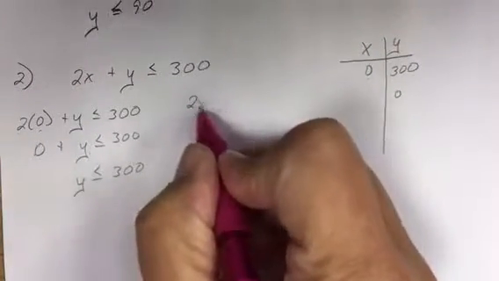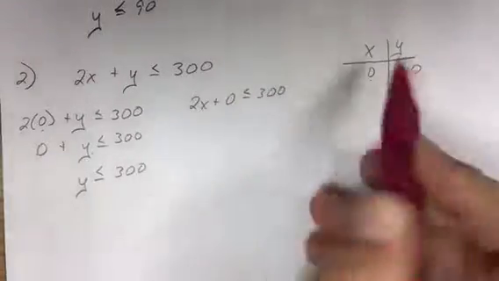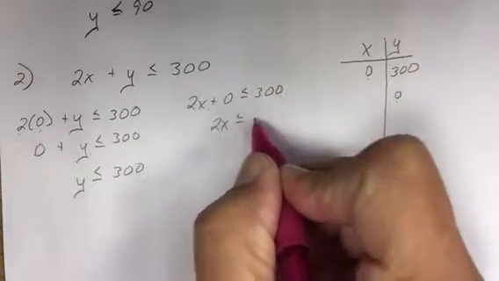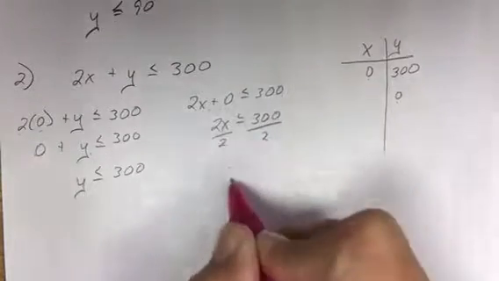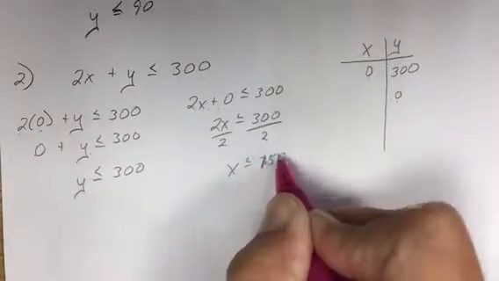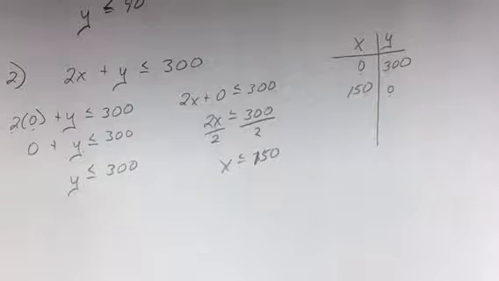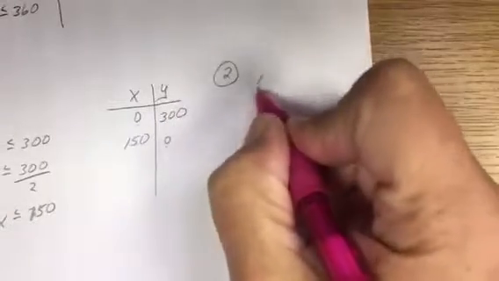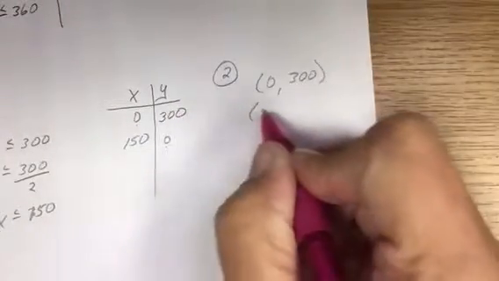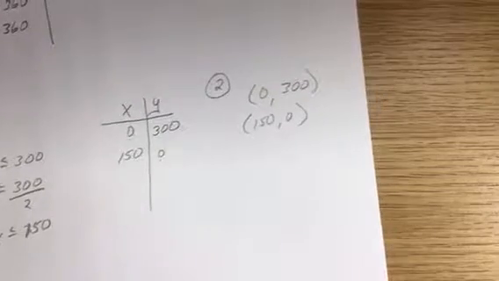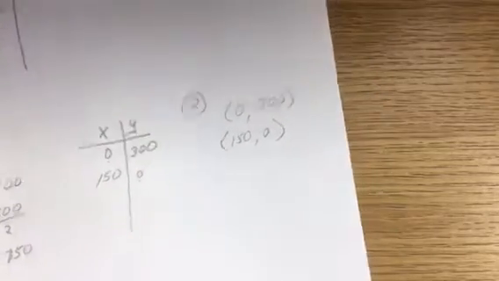Let's do it again. 2x plus 0. This time I plugged in 0 for the y. Well, 2x plus 0 is 2x. Divide by 2. So x is 150. You were kind of playing a little bit of a guessing game there from what I was looking at. It's like, yeah, no, we need to properly solve. Go through the full steps. Don't cheat. So for 2, our points are 0, 300, and 150, 0. So those are our corners, and the first thing we're going to do now is graph.